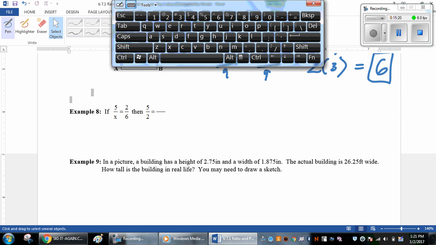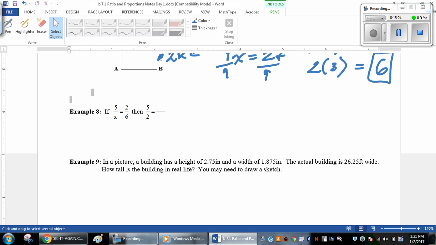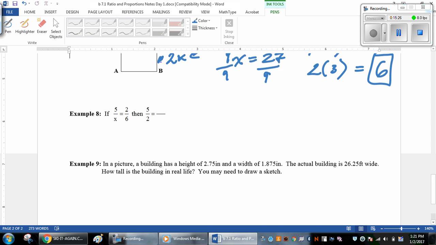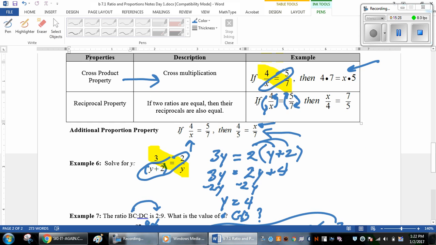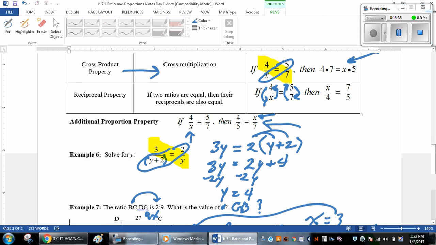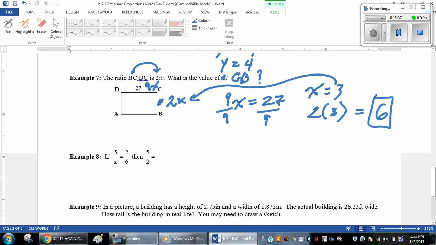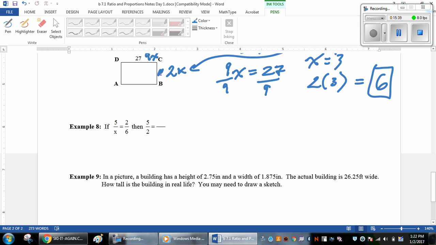All right, if we look at this, this pattern should look kind of familiar to you. This pattern is up here in our notes, this addition proportion property. Now again, you don't need to memorize this, but what you need to be able to do is understand why it works. So all we're going to do is manipulate this equation and check out what happens. I see a proportion there, so what am I going to do? I'm going to cross multiply.